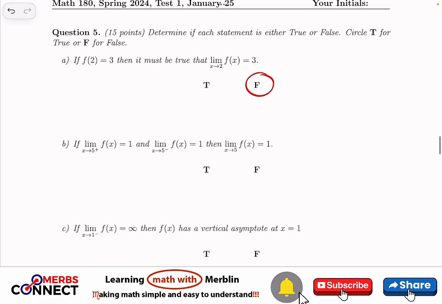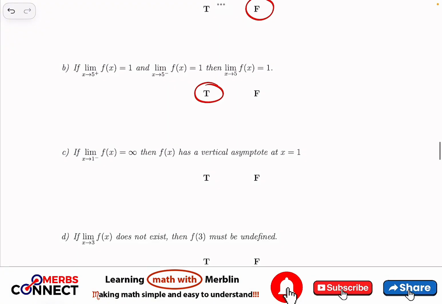Now let's look at this. The limit as x is approaching 5 from the positive is 1, from the negative is 1. Then this is equal to 1. Yes, this is true, right? Because the left and right are the same. So the original function should be 1 as well. Let's look at C.